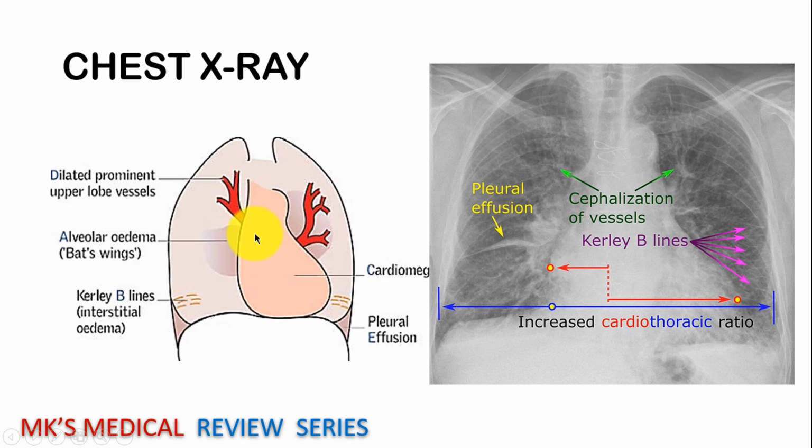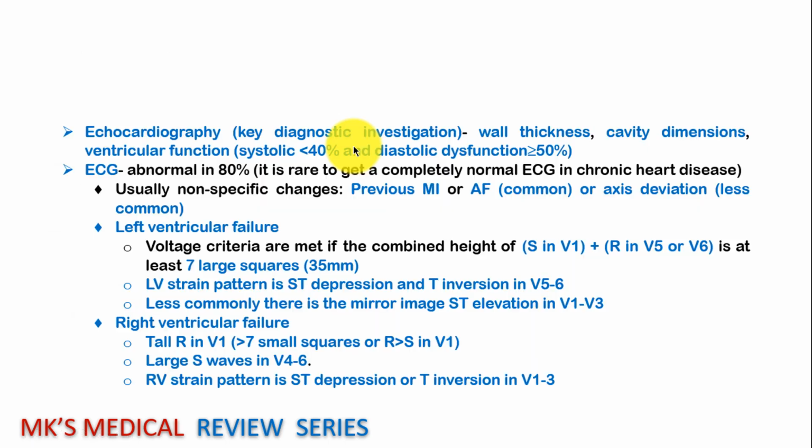Then you may see what is known as a bat wings pattern, where you see an increase in opacity at the hilum, and it looks like the wings of a bat. Some people call them angel wings.